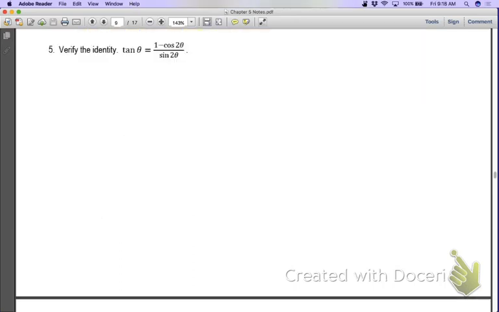Now, same idea with 5: anytime we're trying to verify here, try to get things to be as easy as possible. Again, you have a lot of different options that you could go to. Worry about the more difficult side more than anything. Obviously, you could change tangent of theta into sine over cosine, and we could go that route.